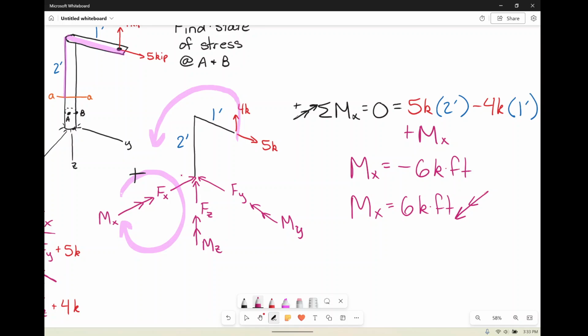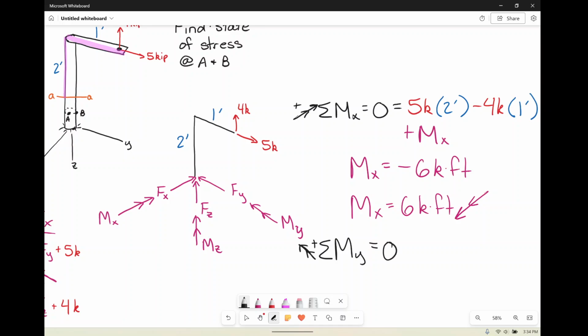Alrighty. How about now, let's go look at our moment in the y. So if we sum the moments in the y, and let's take, of course, our drawn direction to be positive, because that's always nice. Who is going to cause rotation about this axis? So again, using right-hand rule, I'm going this way around, coming up over the top there.